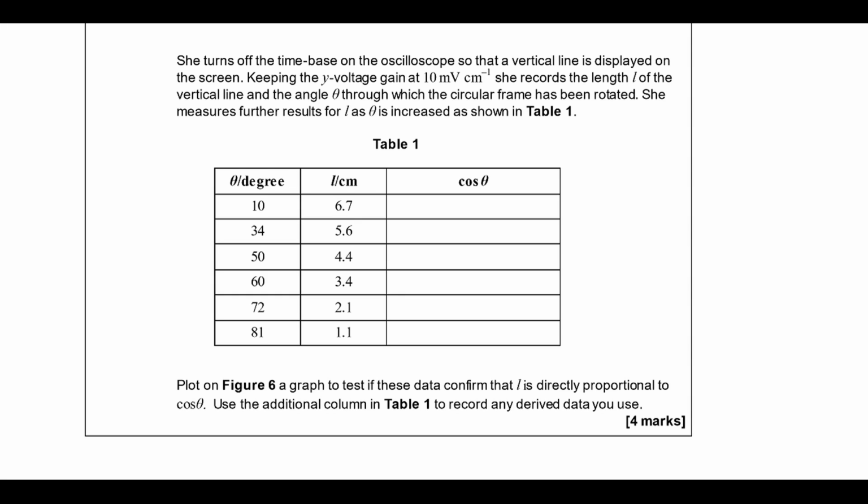So we've got this. Plot on figure 6 a graph to test if this data confirms L is directly proportional to cosine theta. Use the additional column to calculate it. So the first thing we're going to do is calculate all of the cosine thetas, which we're going to do to 2 significant figures because all the values are 2 significant figures. Okay, so that is all the values calculated.